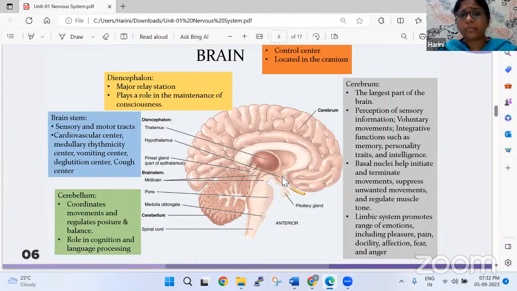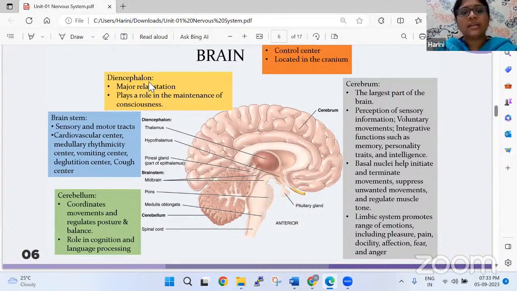And then the third part of the diencephalon is the epithalamus. Hypo, and the next one is the epithalamus. These are the three main regions, and a part of the epithalamus is the pineal gland, which is again involved in the actions of the olfactory and the auditory actions.